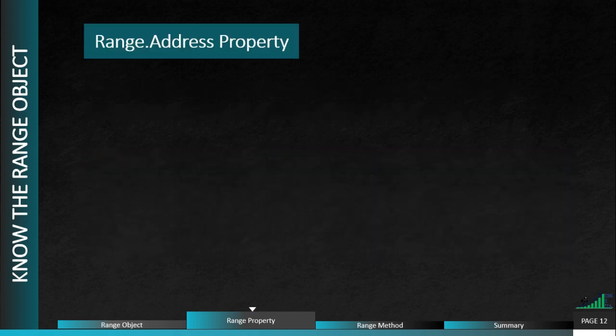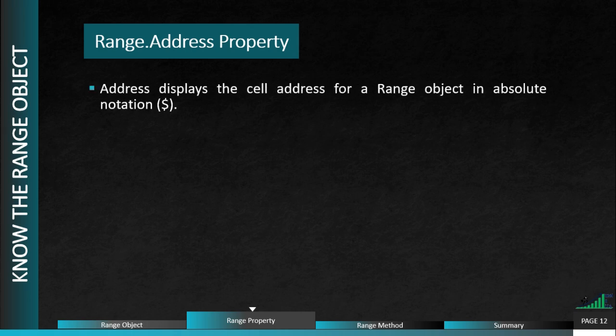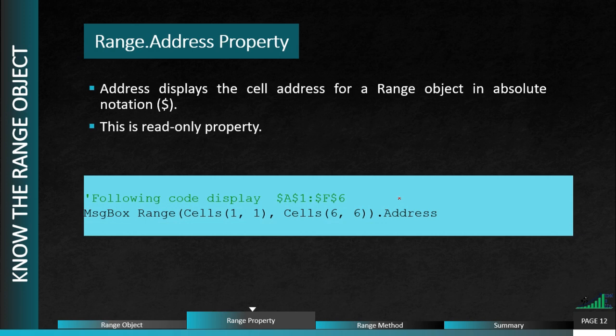Next comes address. Once we have the column and row, now comes the address, which gives both. Address displays the cell address of the range in absolute notation. The dollar signs are coming. We can read the address. Now see, range cells 1,1 to cells 6,6 dot address.